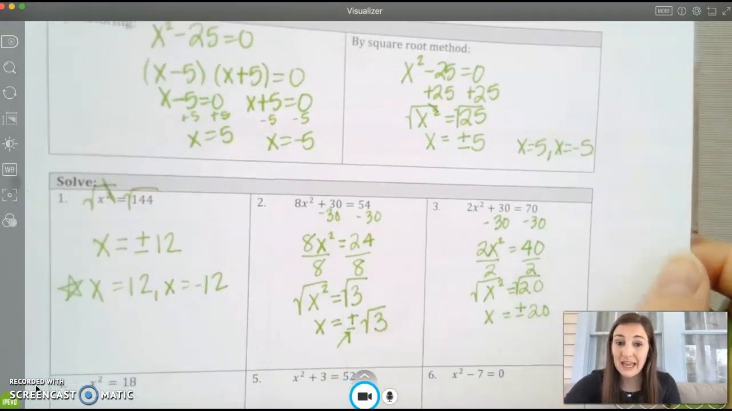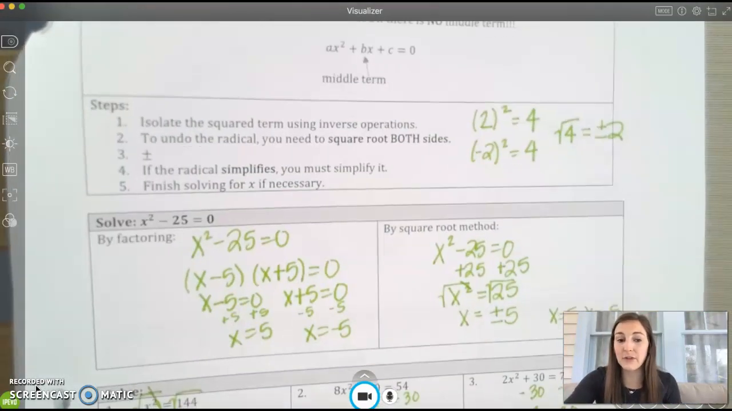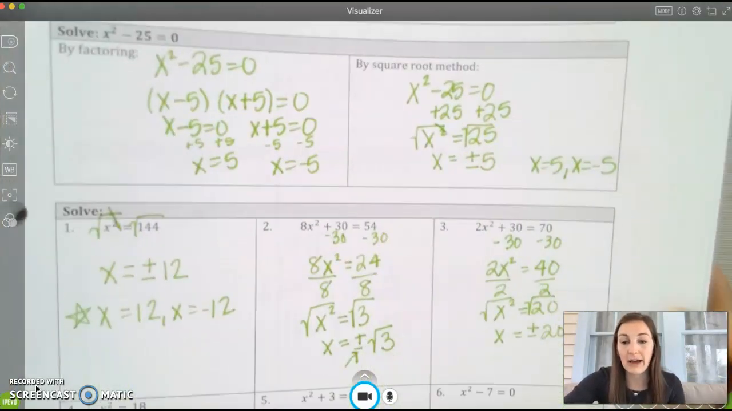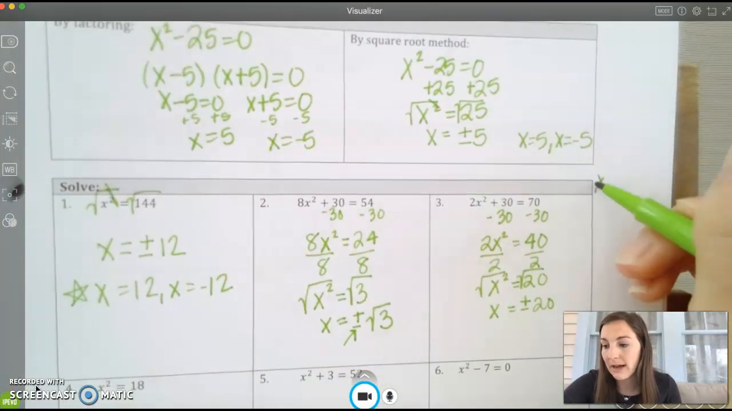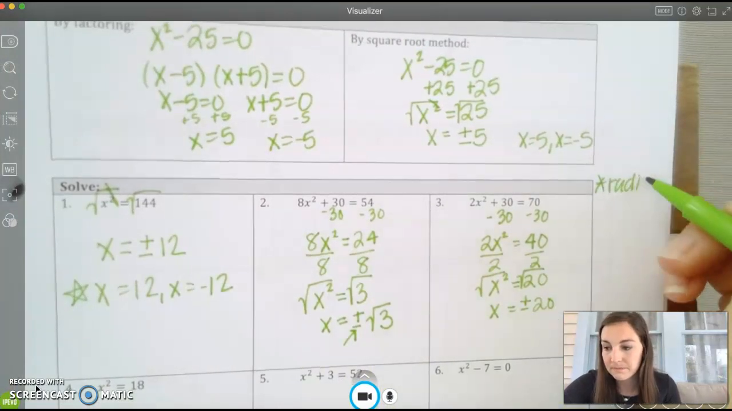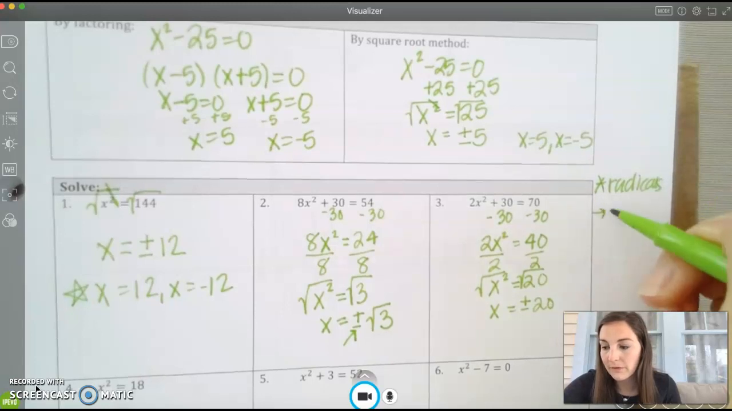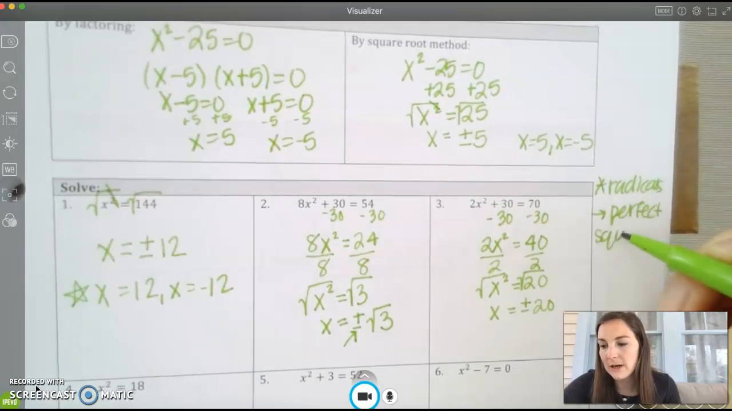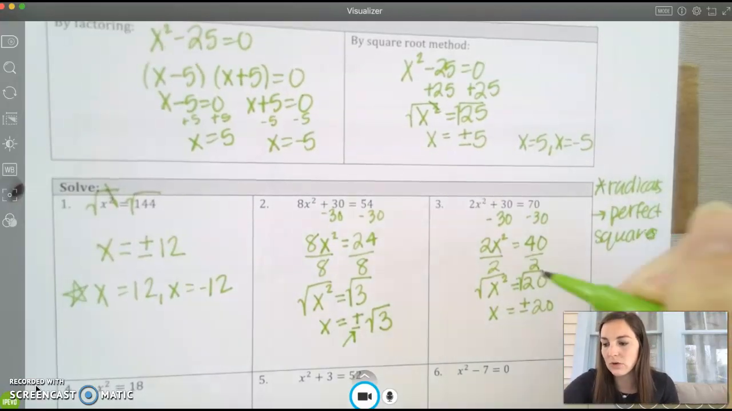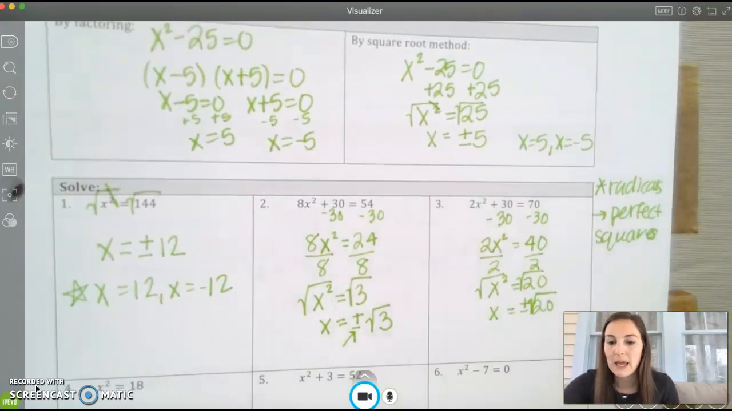But as we can see up here, it says if the radical can simplify, you must simplify it. Well, just a little refresher on radicals. Remember, for radicals we look for perfect squares. So think to yourself, is there a perfect square that goes into the square root of 20?